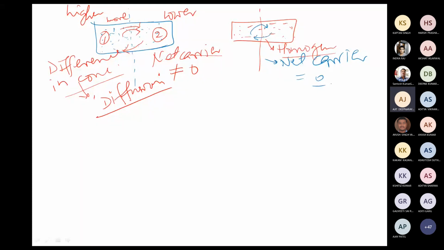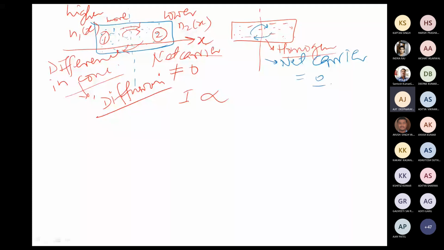So if the carriers start flowing, then this will result in a corresponding current. Let us say that corresponding current is going to be proportional to something called the difference in concentration. So how do we find this difference in concentration? Let us say the concentration on side 1 is N1, and on side 2 it is N2. I just made it a function of x, assuming that this direction is the x direction, and this difference in concentration is present only in one direction.